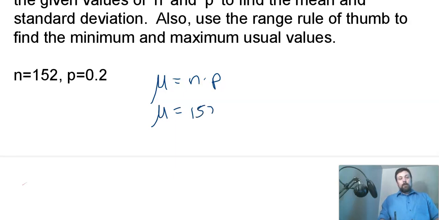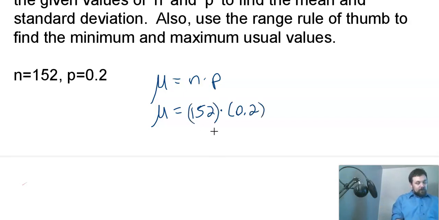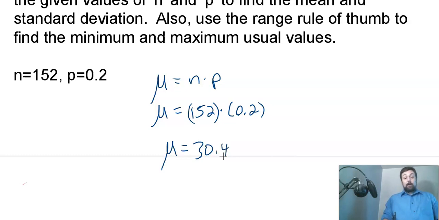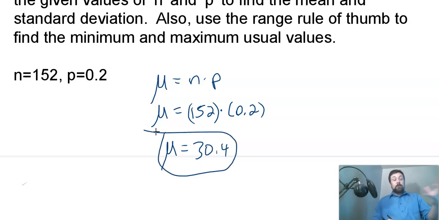N in this case is 152 times p, which is, I'll just put a 0 there, 0.2. So here are my two numbers. I'm just going to multiply those together. 152 times 0.2, which is 30.4, which again is your expected value. So out of those 152 trials, you would expect to have 30.4 successes out of the 152 trials. So that'd be the number of successes you should expect to occur, right? Given that probability of 0.2.